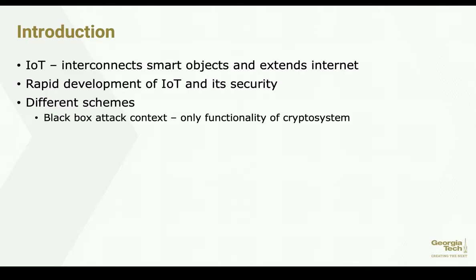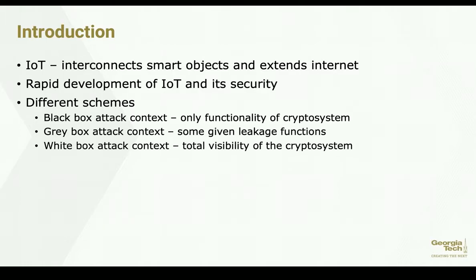The different schemes, like three main things: black box, gray box, and white box. Black box attack context is where only the functionality of the crypto system is known to the attacker, whereas in gray box, some leakage functions, some information is available to the attacker, but in white box, there is total visibility of the crypto system. For this paper's scope, we are looking at the white box attack context.